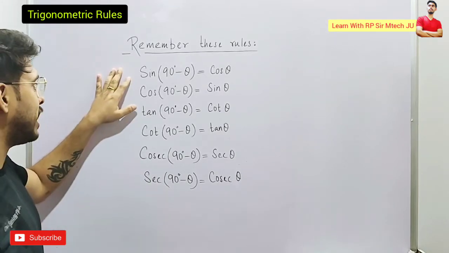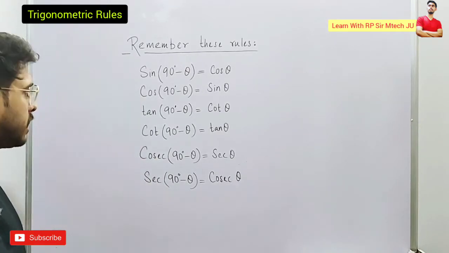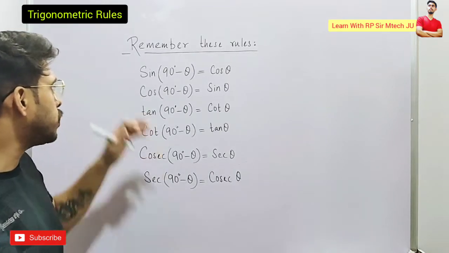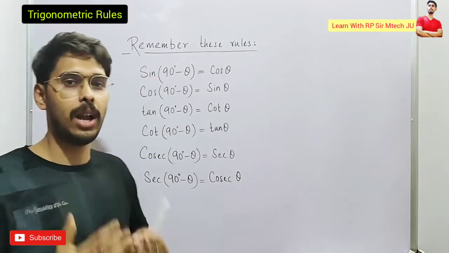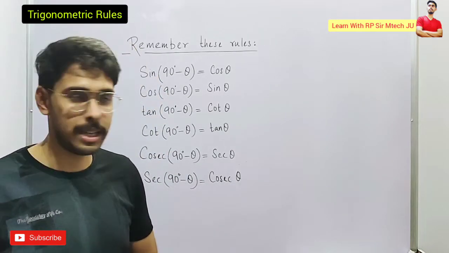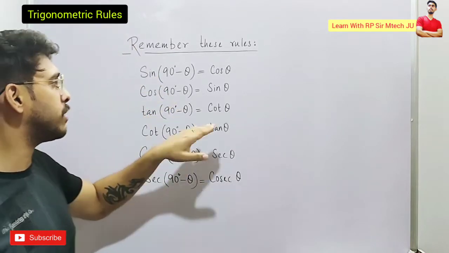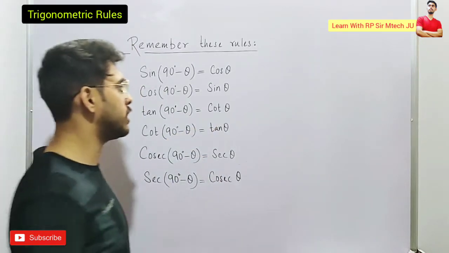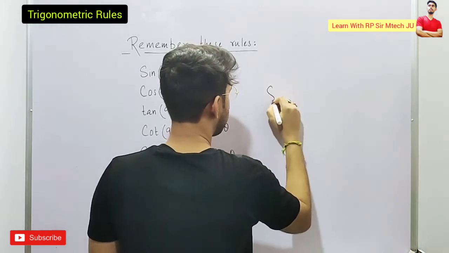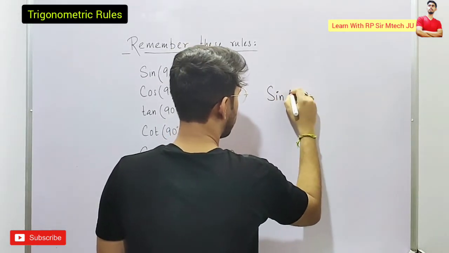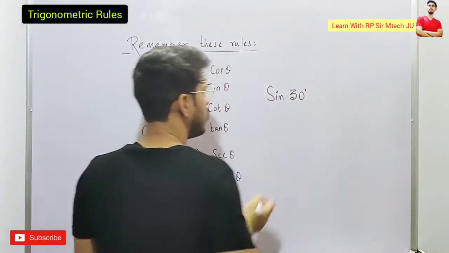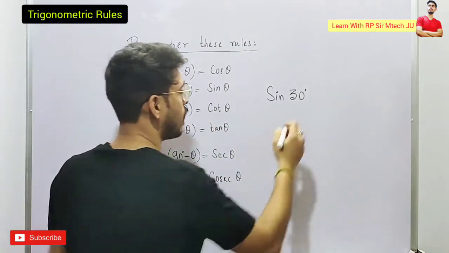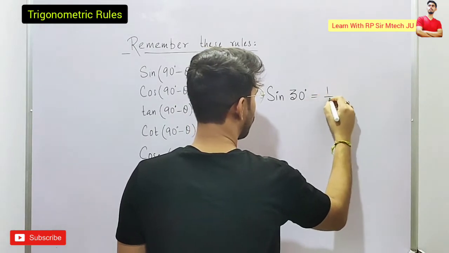So, the first rule is sine 90 minus theta. Let us say there is any angle theta. When you do sine 90 minus theta, that value will be equivalent to cos theta. Similarly, cos 90 minus theta will be equivalent to sine theta. Let us take an example to understand this one. Let's say sine 30 degree. If you have gone through the trigonometric table, sine 30 will give you 1 by 2, right?